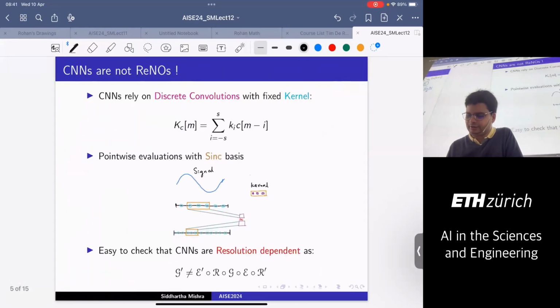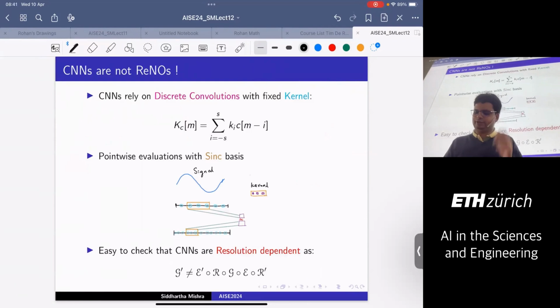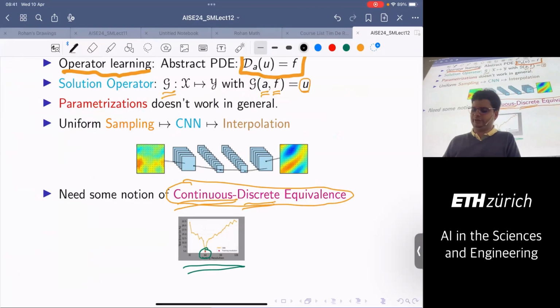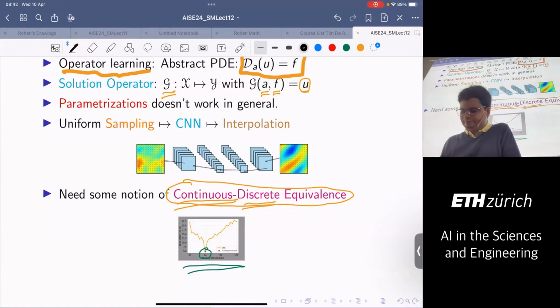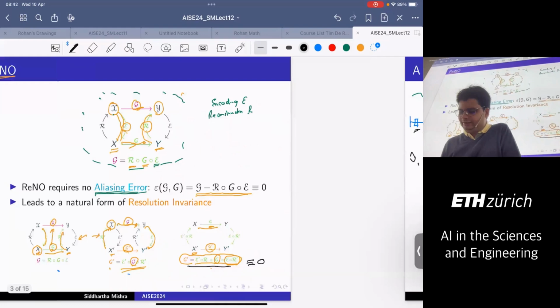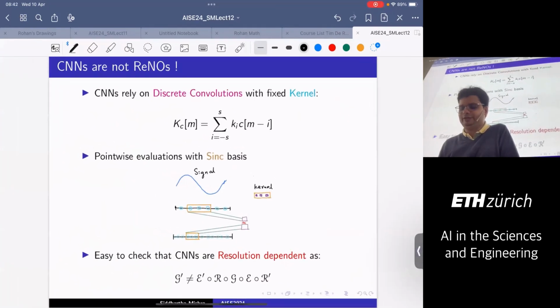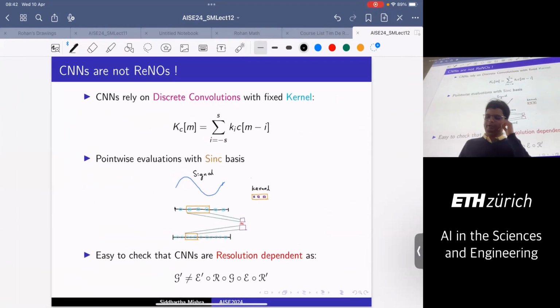This tells us that, first of all, the starting of the story was this particular guy, which somehow has the same flavor, but there is something missing, which is this continuous discrete equivalence. Of course, I did it very quickly, which is why I'm repeating it, because I felt that one needs a proper explanation. The first thing was the fact that CNNs, as we expect, are not ReNOs.